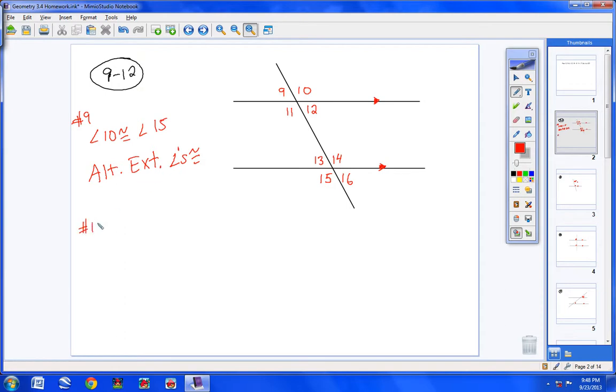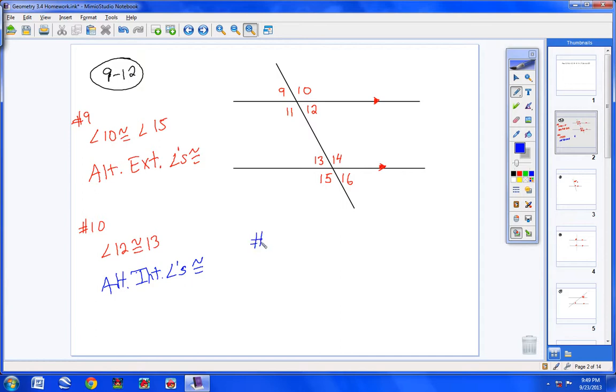All right, let's take a look now at number 10. Number 10 says angle 12 is congruent to angle 13. Well, let's go ahead and take a look at our angles. Here's 12 and here's 13. Now, they're both on the interior, so they're interior angles, and they're on different sides of the transversal, so they're alternate. So you would simply write alternate interior angles congruent. Okay?